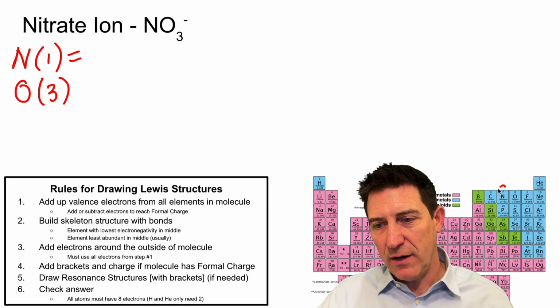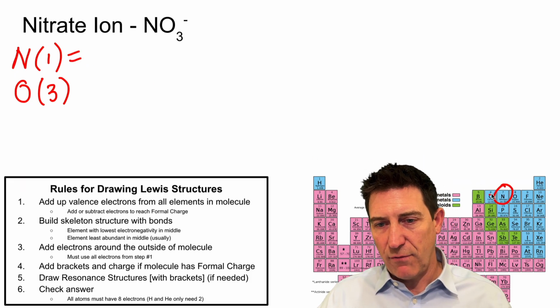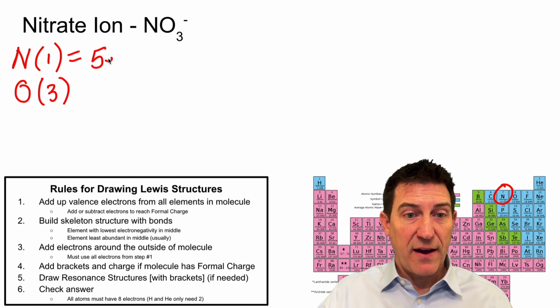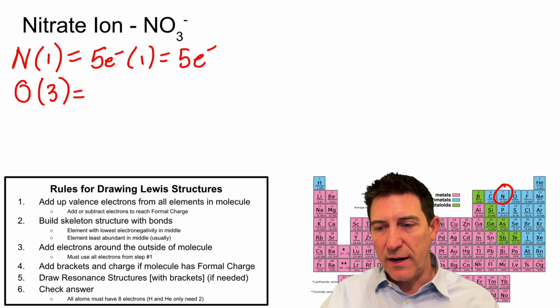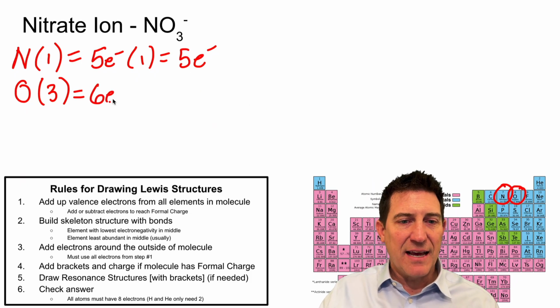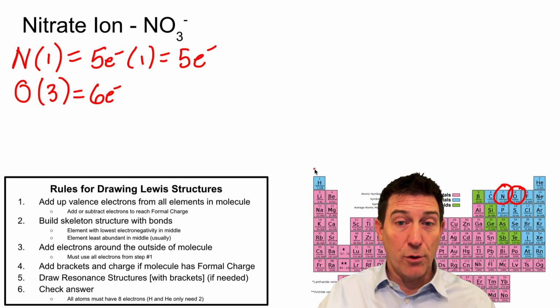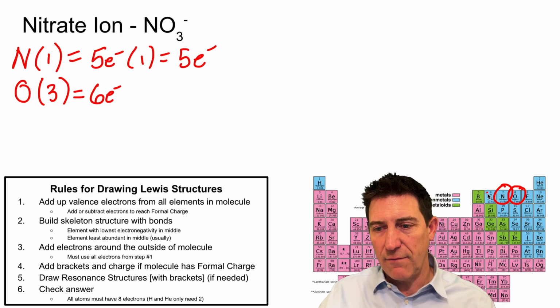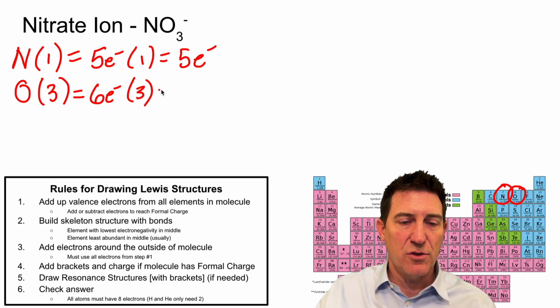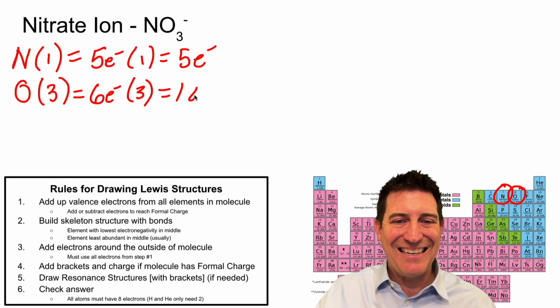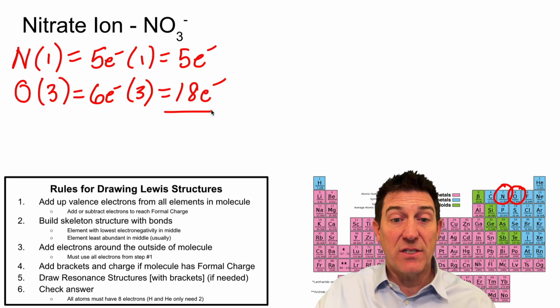Nitrogen over here is in group 1, 2, 3, 4, 5. So 5 valence electrons times 1. Oxygen right here, the group next to it. That means it has 6 valence electrons. I should show you probably 1, 2, 3, 4, 5, 6 A. 3 oxygens. 6 times 3 is 18. Then I just add these together. 5 plus 18 is 23.